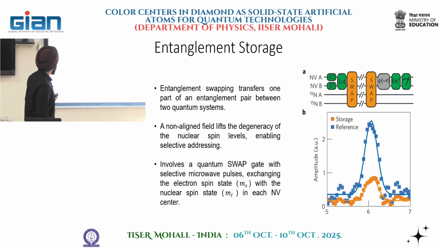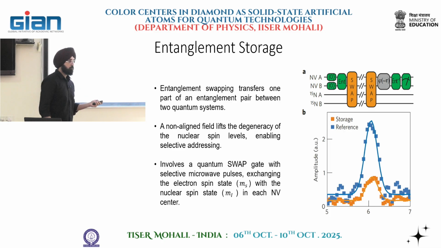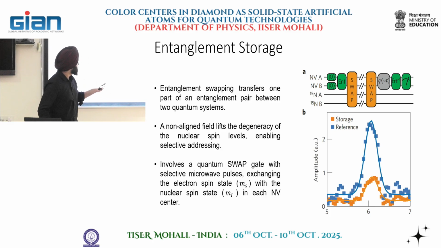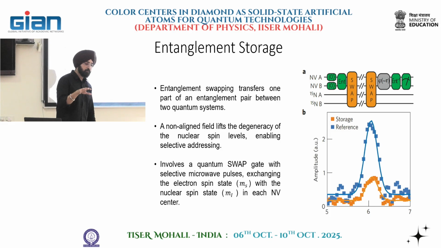electronic spins. So what we do is, once the entanglement is generated, we apply a non-aligned magnetic field that will couple the NV center's electronic spin with the nuclear spin. Once that is done, we carry out selective pi pulses, controlled pi pulses that will map the entangled state from the electronic spin states to the nuclear spin states.